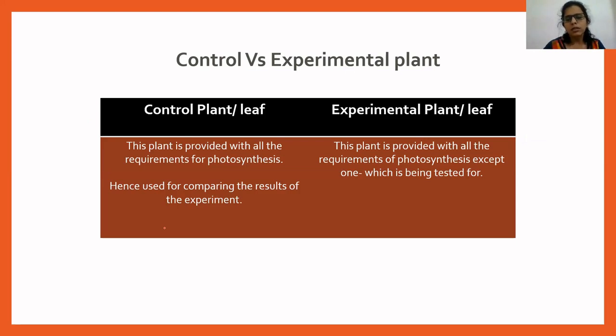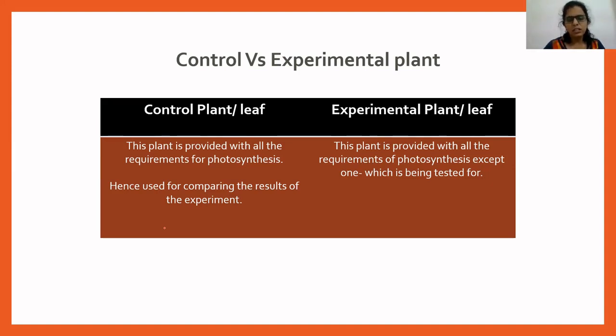Okay. So experimental plant is generally provided with all the necessary things for photosynthesis except the one which we are testing for. For example, in this video we will be discussing the importance of light for the process of photosynthesis. So here the experimental plant or experimental leaf will not get light, isn't it? It will not get light because that's the factor we are testing for. But control plant or control leaf is the one which gets all the necessary factors or all the necessary things or requirements for the process of photosynthesis.